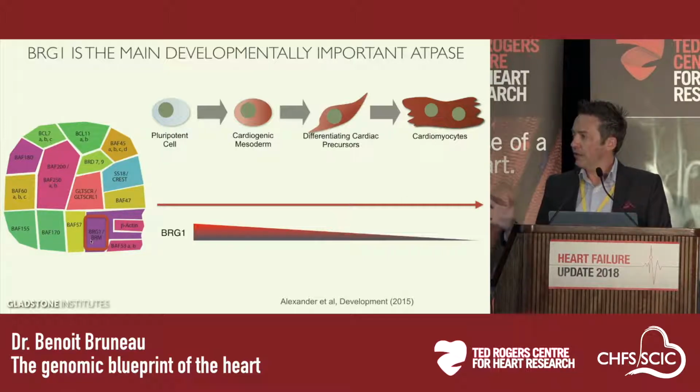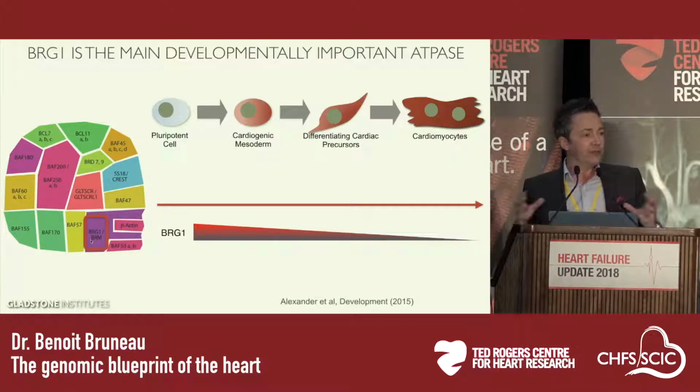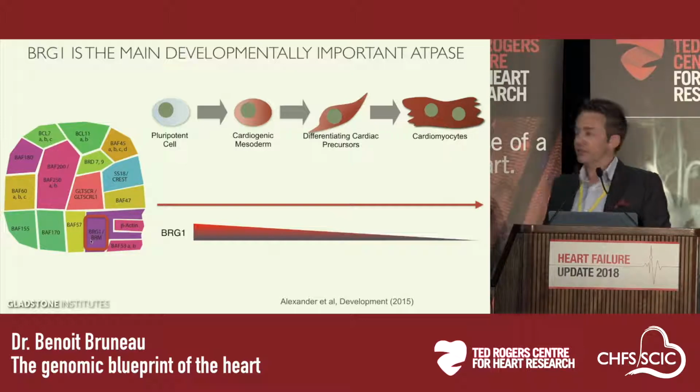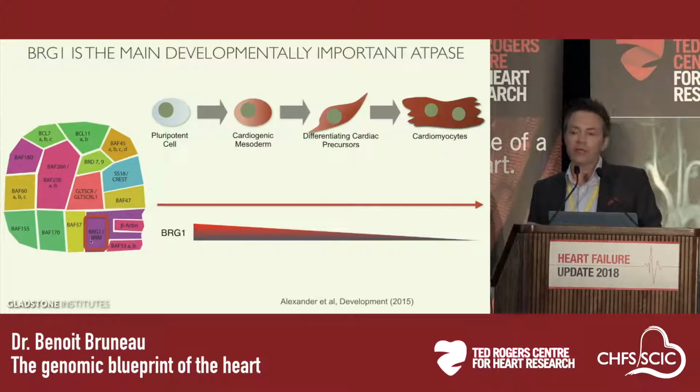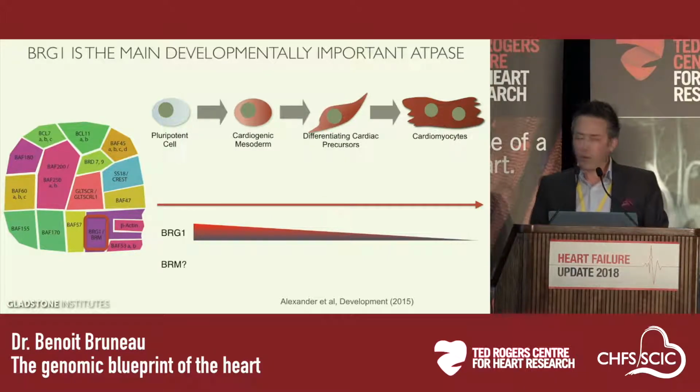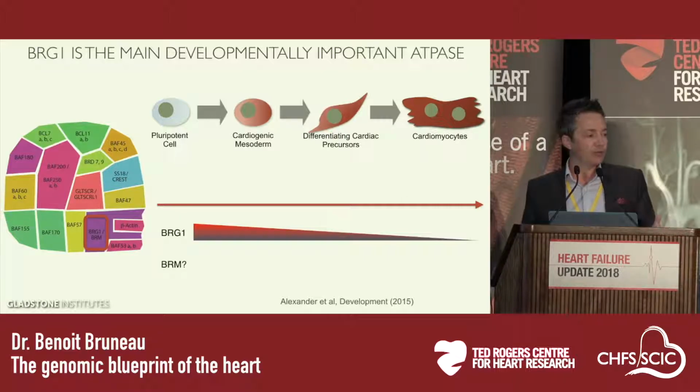And we know that BRG1 is very important for pluripotency, it's important for mesoderm induction, but it's less and less important in gene regulation as differentiation proceeds. And so the question in the field has been, well, what about Brahma? What is Brahma important for? What's this other ATPase important for? And it had been thought, based on mouse knockouts, that it's dispensable for development.